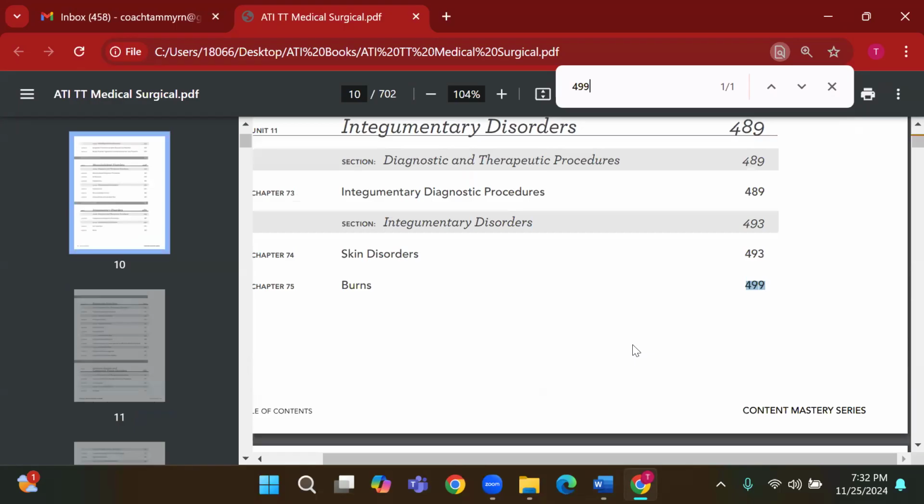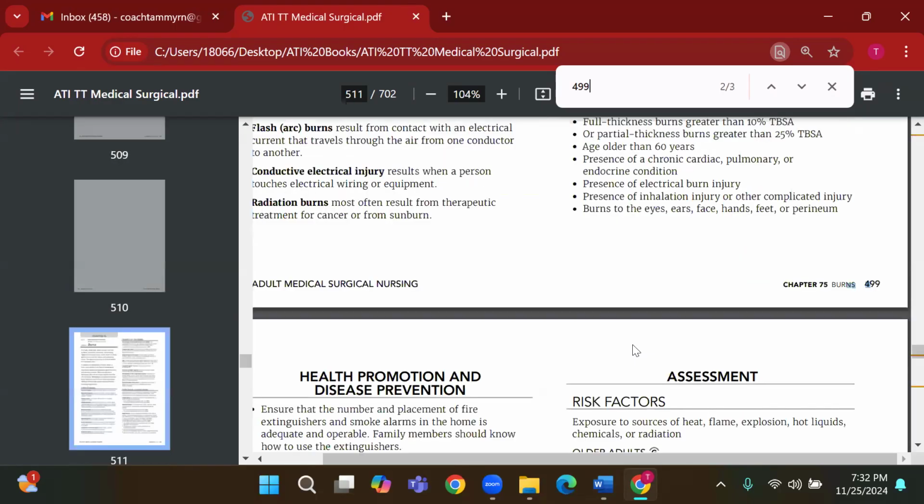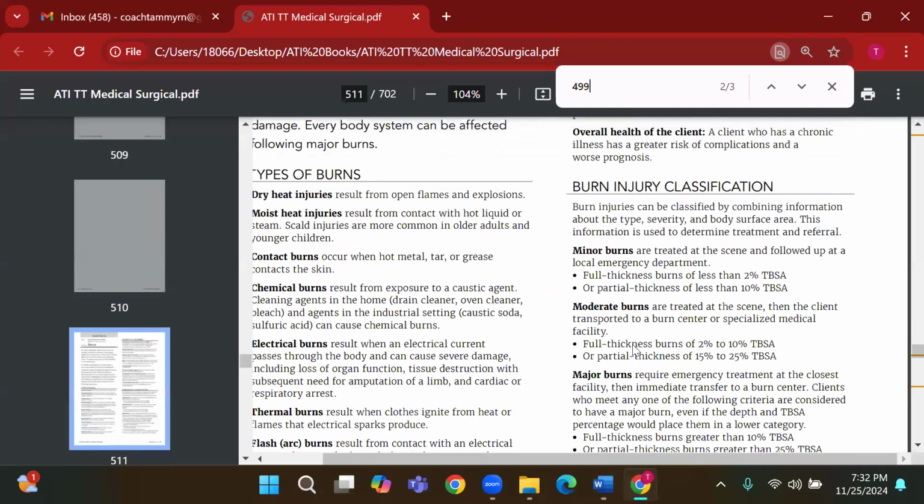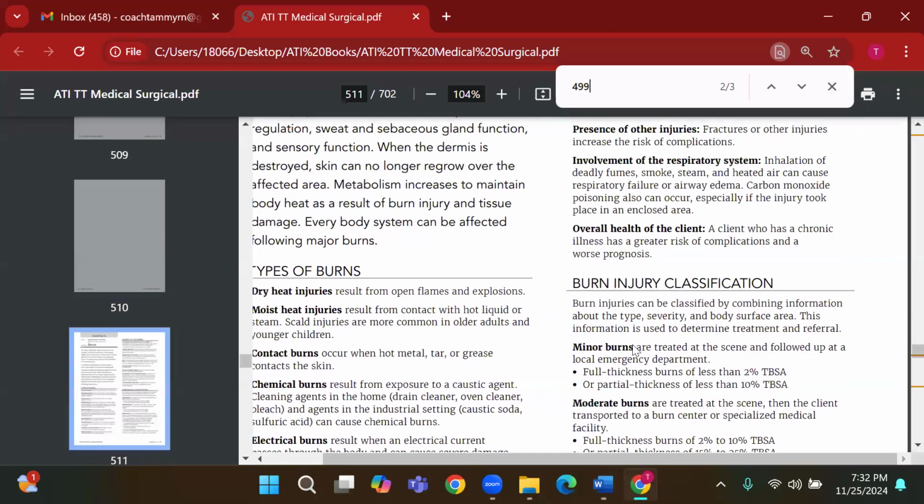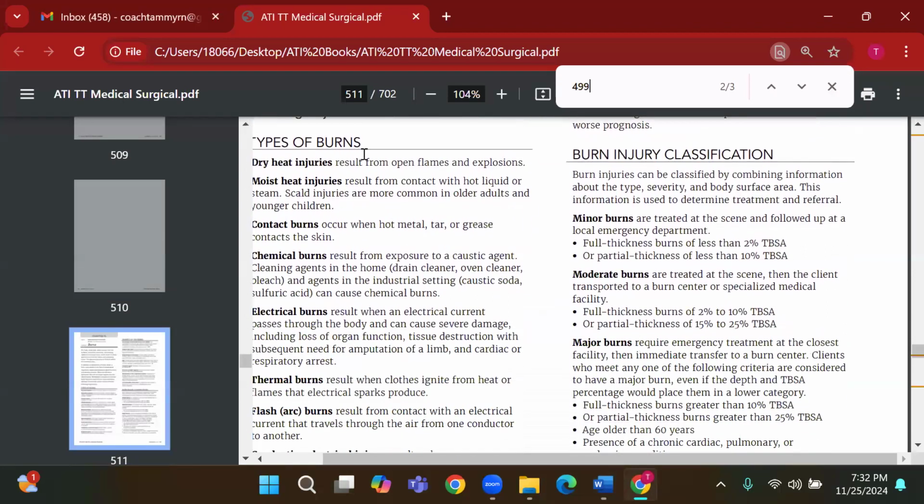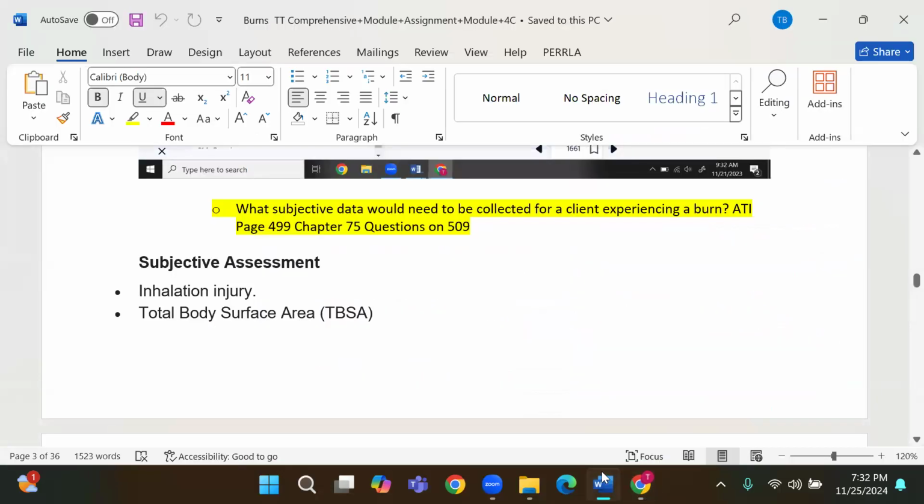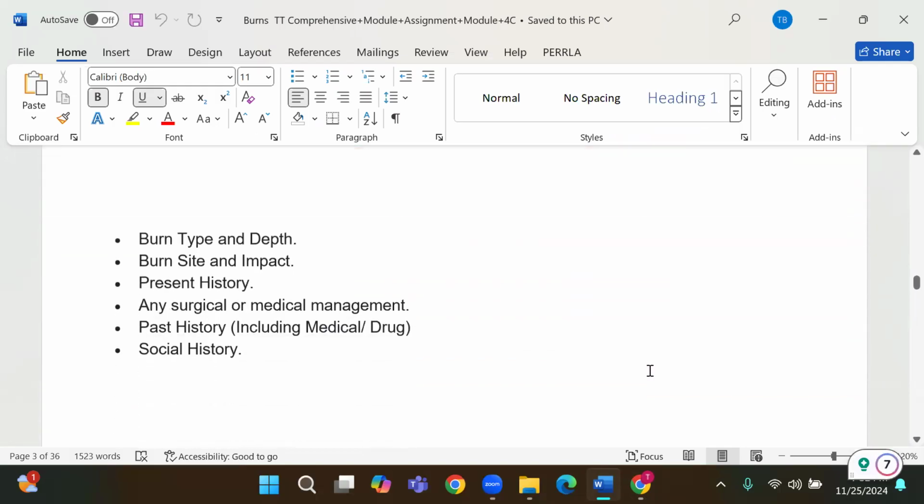499 burns. Okay. Hmm. Well, it just talks about that percentage. Let me go back down to this because we already saw that. And then 509. I think we've seen that. So I'm gonna go on.